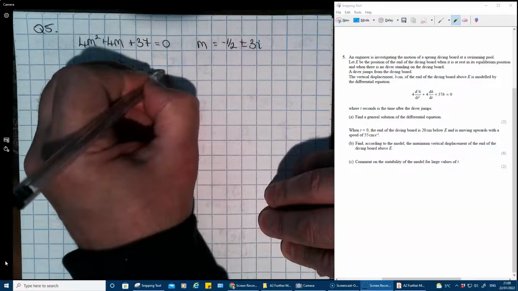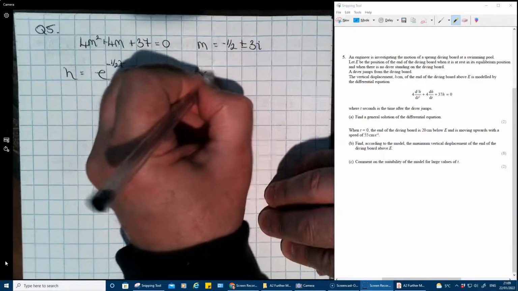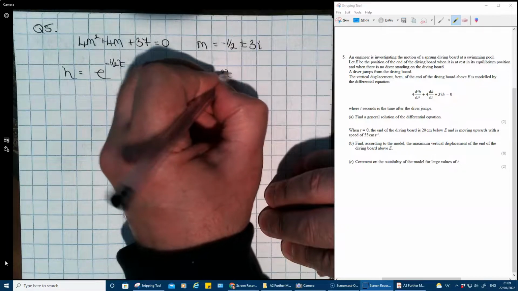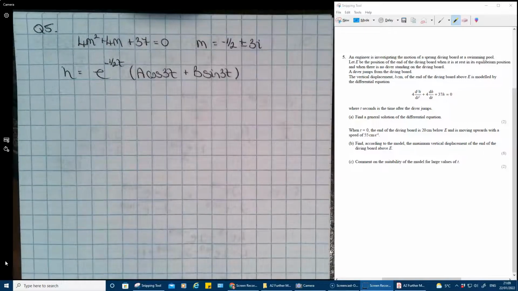a cos 3t plus b sine 3t. Right, so we know when t is 0, the end of the diving board is 20 centimeters below E and moving up with a speed of 55.